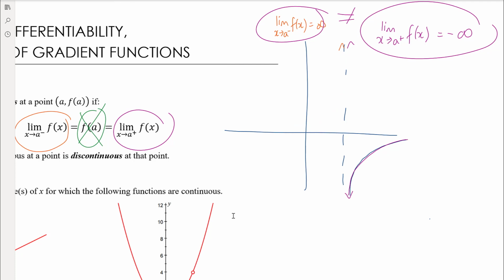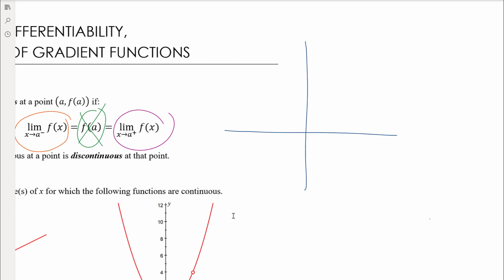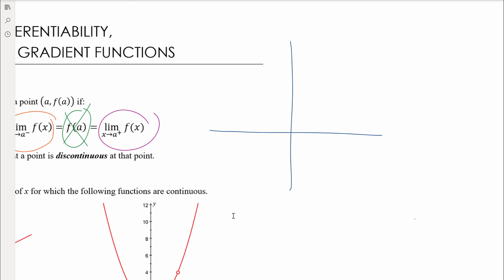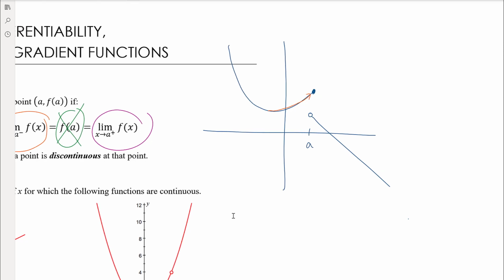The other thing that might be happening in terms of continuity might be something like, let's say we've again got a curve. So let's say we've got a hybrid function where they're joining at a. In this instance, the value of the function at a would be this value. That's f at a. It's not this value. It doesn't exist at that point.